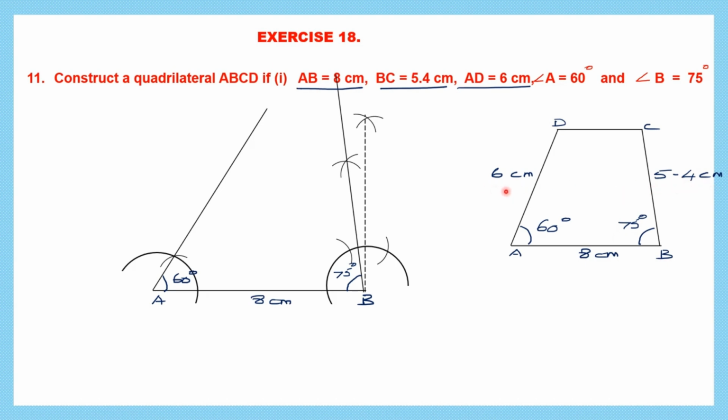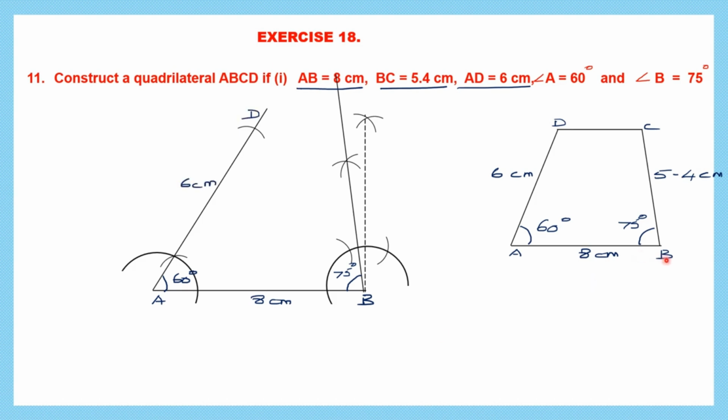So take your compass, measure 6 centimeters, then place your compass needle at A and draw an arc here on the 60-degree line. So here we have a 60-degree line. Now mark this point as D. So we have D here. Let's mark that as D. So this is D and this is 6 centimeters.